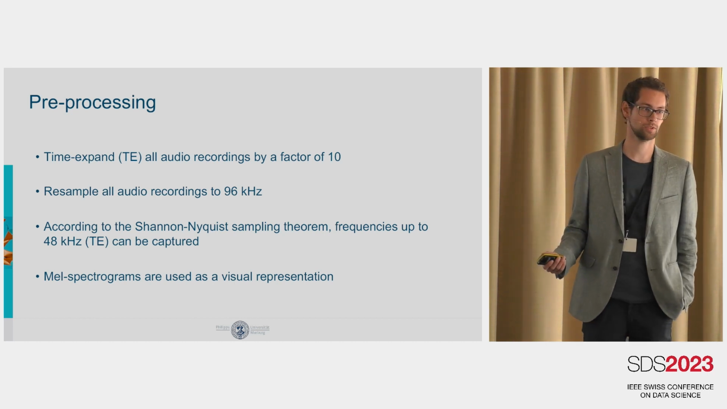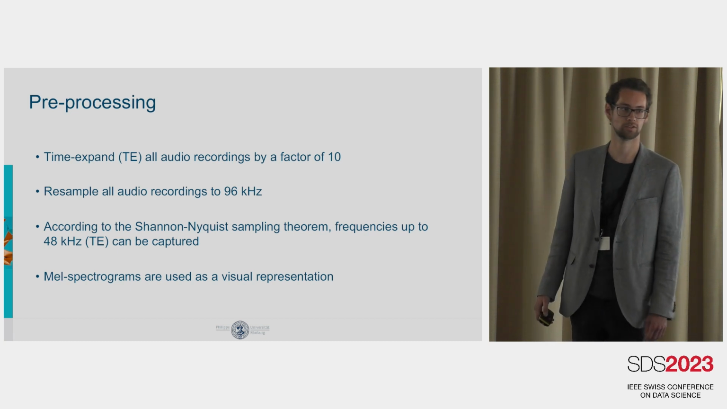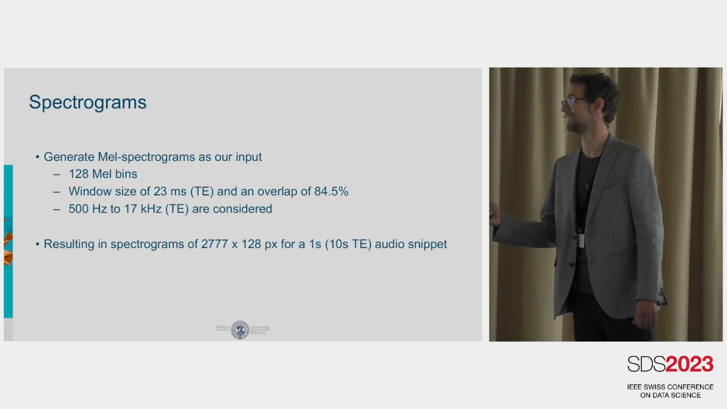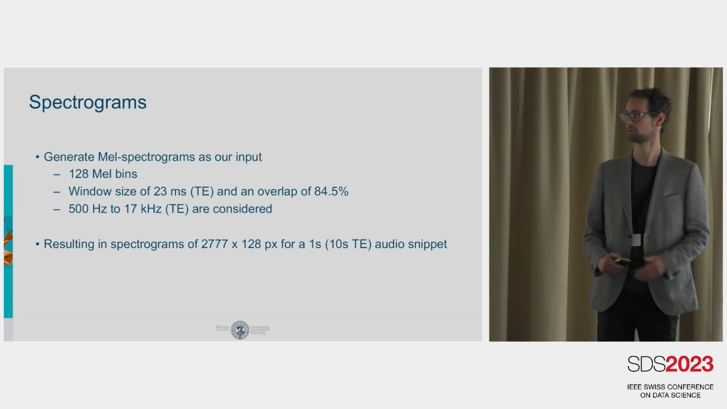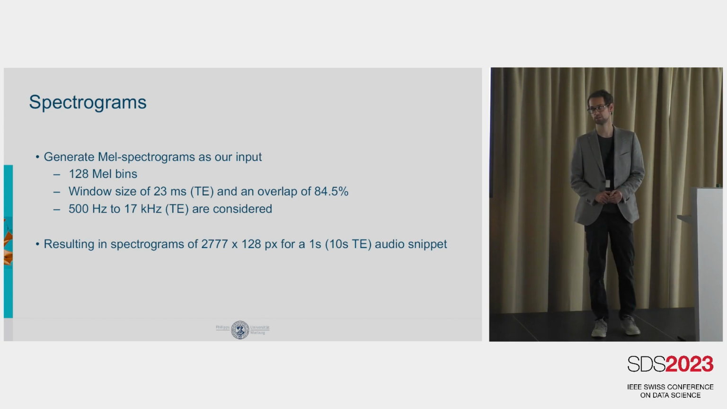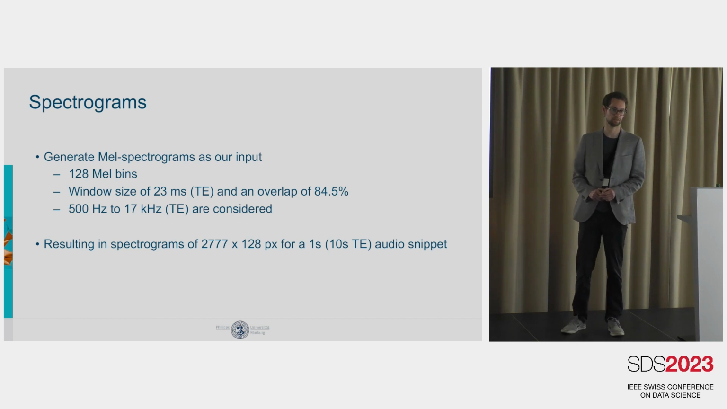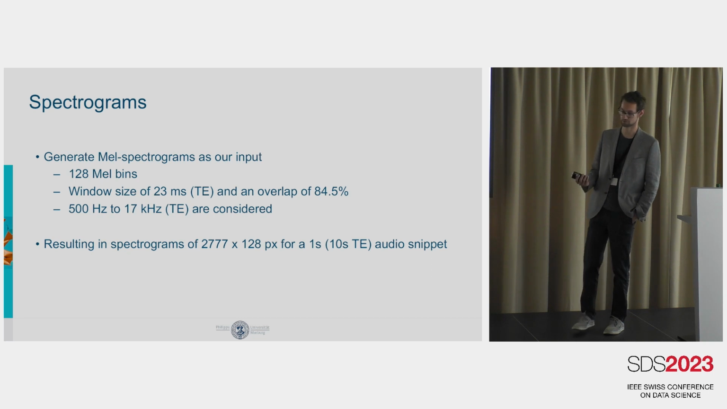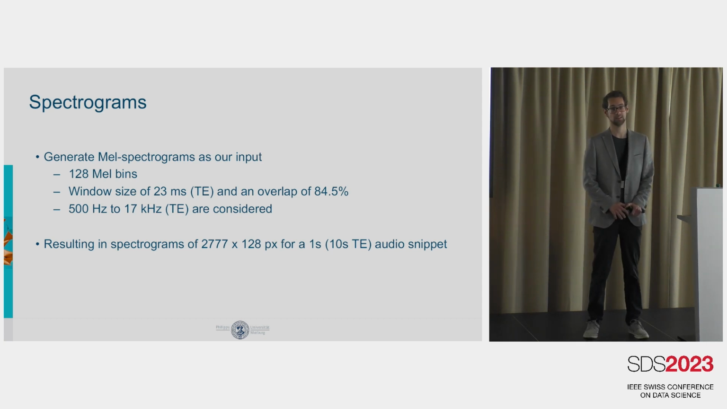And as a visual representation, we chose the MEL spectrograms, since we're in the human audible range now anyway. And furthermore, we didn't notice any significant drop in performance over using linear spectrograms, and therefore we use them. So we generate our MEL spectrograms with 128 MEL bins, a window size of 23 milliseconds in the time expanded domain, and a window overlap of 84.5%. And our MEL filter banks only consider frequencies from 500 Hertz to 17 kilohertz in the time expanded domain, because that's the range where we expect the bats in our test data set, or also in the training data set, to be located. And this results in spectrograms of a size of 2777 times 128 pixels for a 1 second real-time audio snippet.